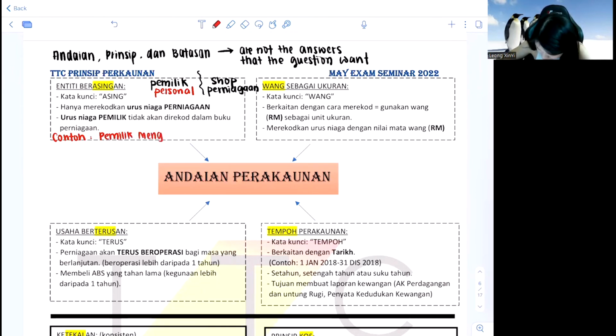pemilik mengambil meja dari perniagaan. Dan ini telah direkod dalam buku perniagaan.